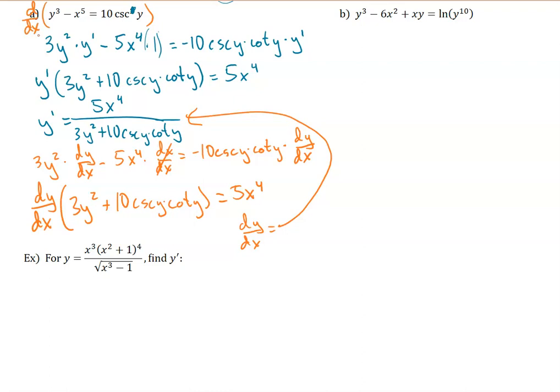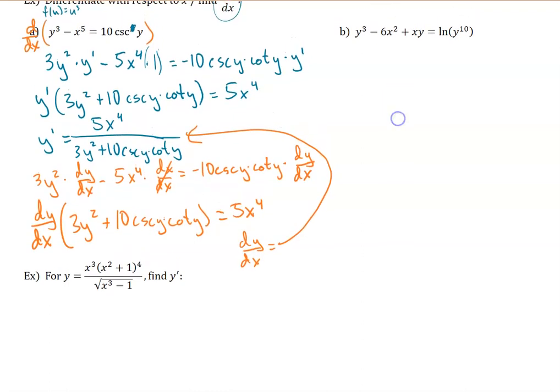Okay, so for part B, I'm going to use the first notation that I did here. For part B, I'm taking the derivative with respect to x, but I'm going to have to multiply anything that involves the y's by y prime. If I take a derivative of something that has a y, I need to attach a y prime.